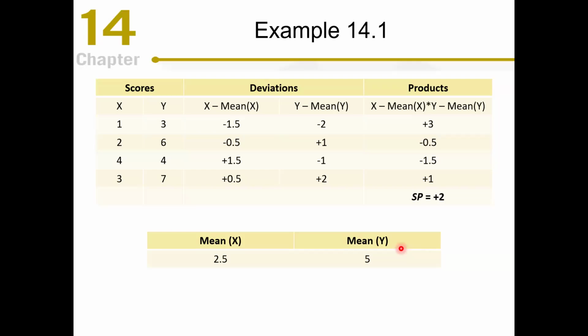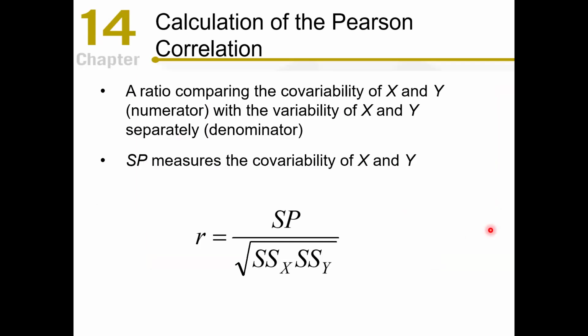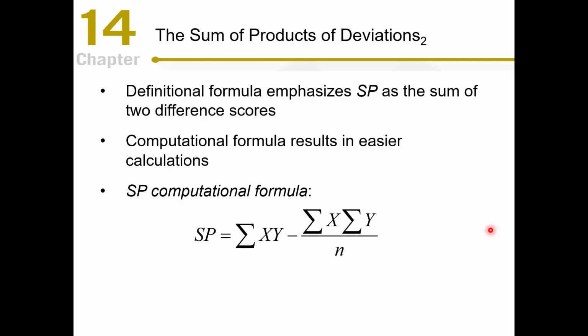Let's go back here. Share. All right. So again, you see the same value here, plus 2. So we have our definitional way, which we got here, and then we did our computational way, which is very, very simplistic. We got our x, y, the sum of our x, the sum of our y, and our n value, and we got the same value. You should get the same value no matter which formula you use.